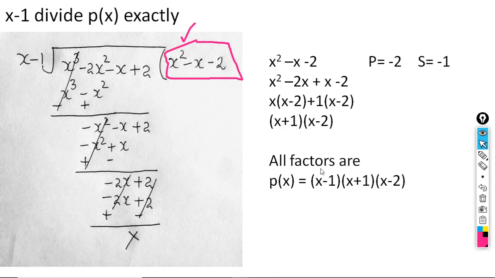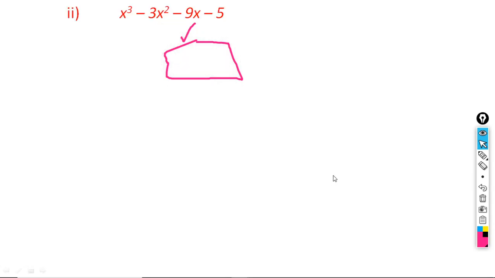So finally, all the factors of our polynomial are x minus 1, which we got in the previous step, and the two factors we obtained by middle term splitting. All the factors are x minus 1, x plus 1 and x minus 2. These are all the possible factors. Since this is a cubic polynomial, the number of factors should be 3.